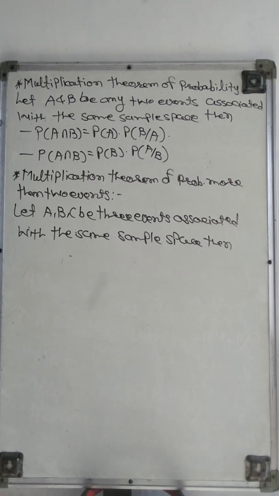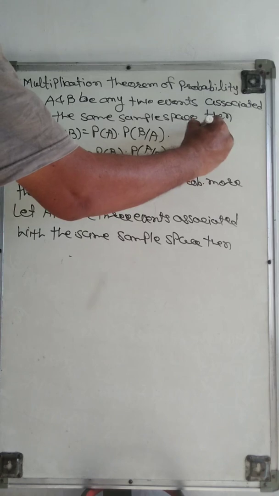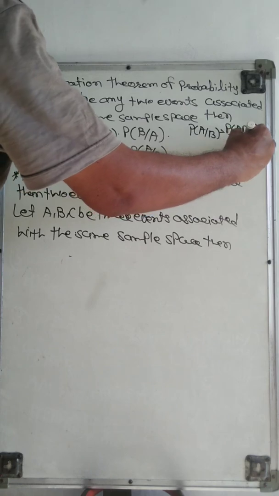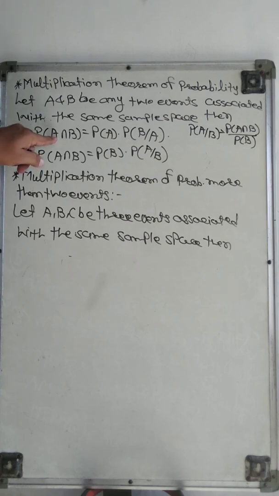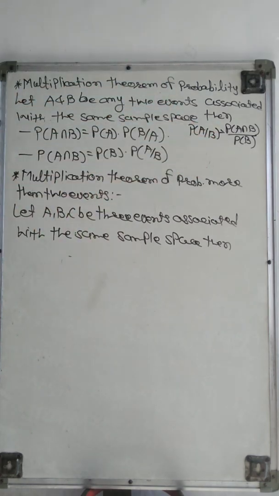Okay, here, multiplication theorem of probability. Let A and B be any two events associated with the same sample space, then P(A intersection B) is equal to P(A) into P(B|A). And another thing is also there, that P(A intersection B) equal to P(B) into P(A|B). How is it defined? Here P(A|B) is equal to P(A intersection B) upon P(B). We just multiply this P(B) here, then we get this result. A by B gives the second result, and B by A gives the first result by applying the formula of P(B|A).